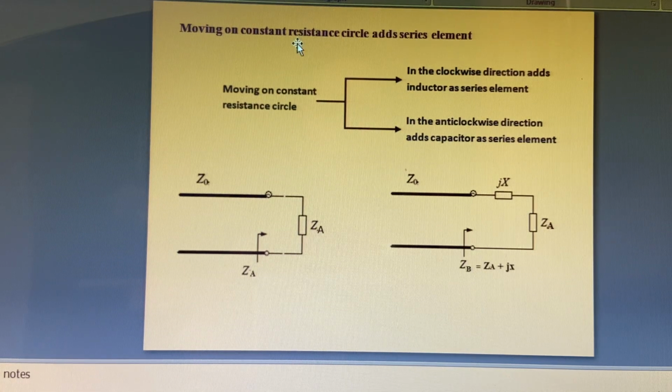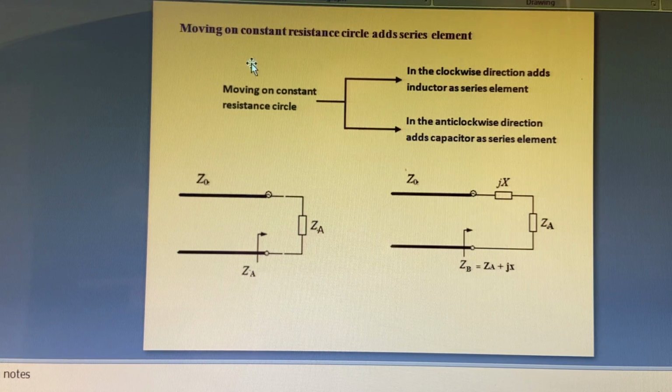In the previous topic, we discussed how to add a series and a shunt element to a circuit using a Smith chart. As we discussed, moving on a constant resistance circle adds a series element to the existing impedance, as shown in this figure. For example, ZA is the existing impedance. To that, it adds the series element like this.